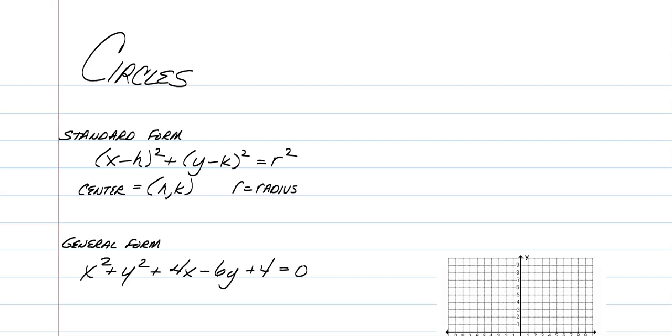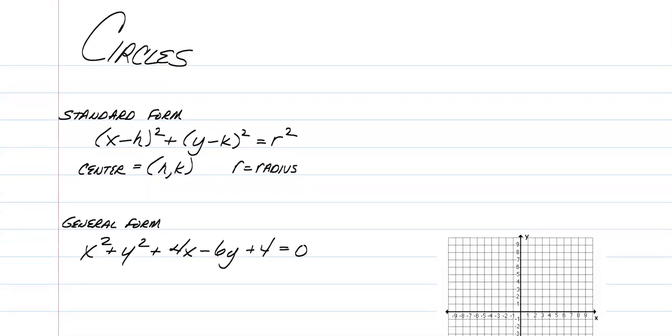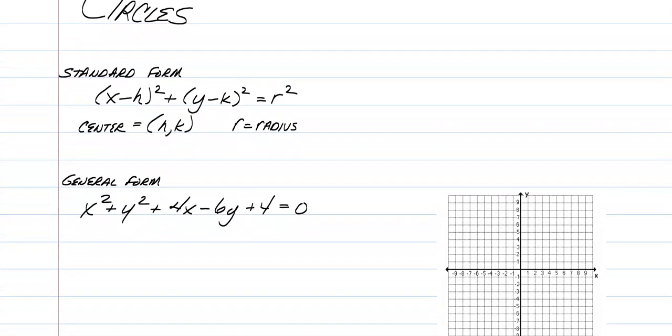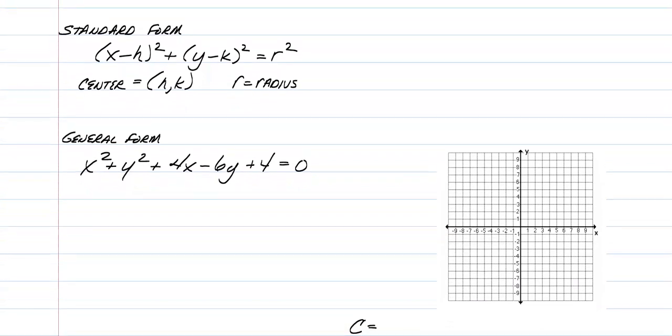So the standard form equation of a circle is (x minus h) squared plus (y minus k) squared equals your radius squared, where h and k are the coordinates of your center. Similar to other things we've worked with, it's the opposite of the inside. So when you are given an equation in standard form, it's very easy to work with.